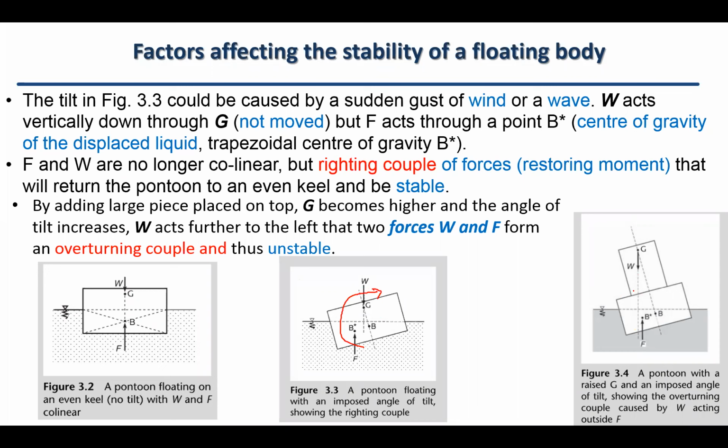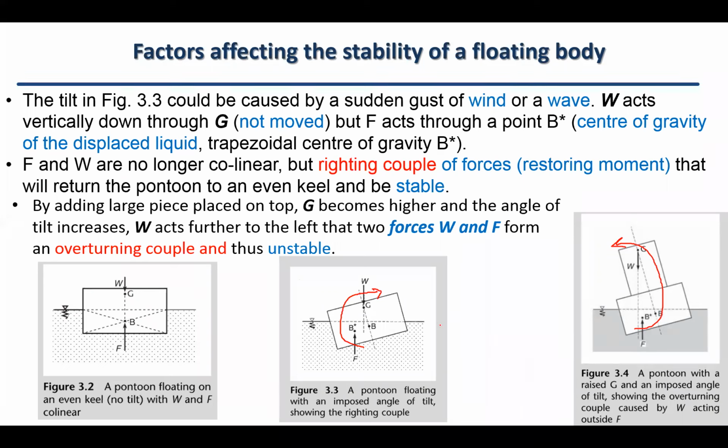In that case, you can see here the W is acting on the left hand side in this figure of the buoyancy force, and the moment created, or the couple of forces, is not going to return the pontoon to the original position, but is trying to overturn the pontoon. So that couple is called the overturning couple. For this figure, the pontoon is working like this and trying to overturn, and the pontoon will be unstable.